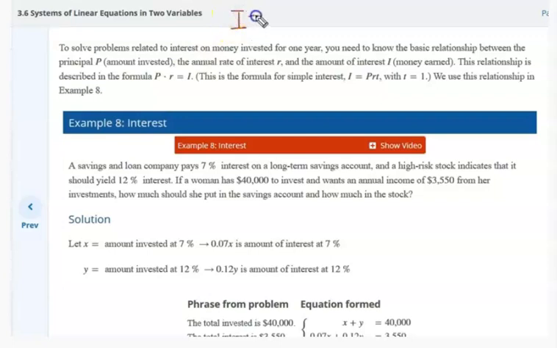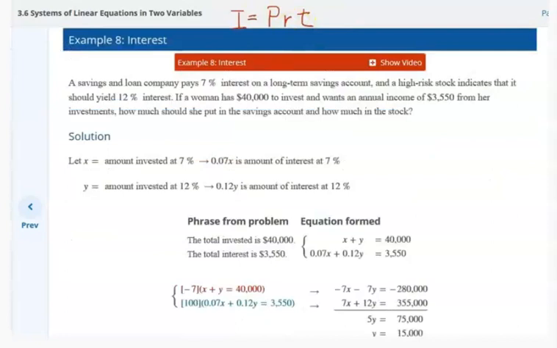Interest equals principal times the rate times the time. So this would be the money invested. We usually convert the percent to a decimal, and t refers to years. And this will give you interest, which is money gained over this period of time. The first thing we need to do is read the example carefully. So again, pause, read it.